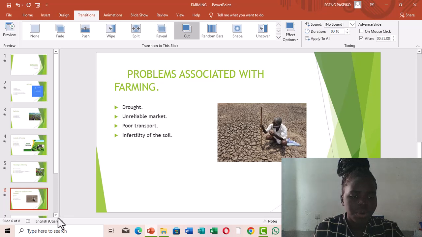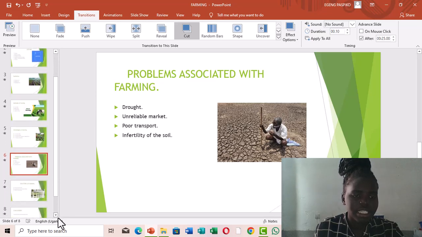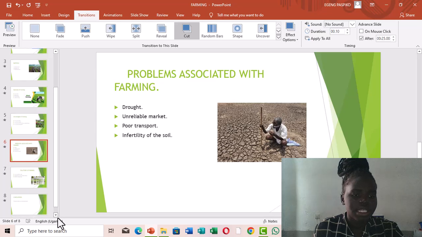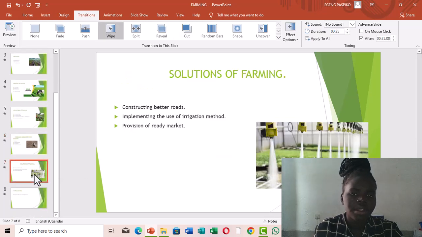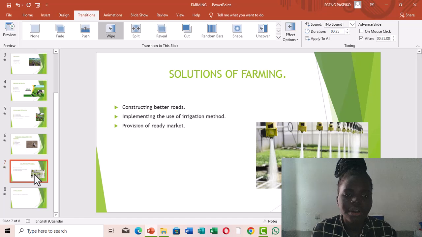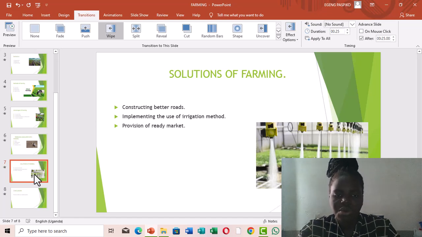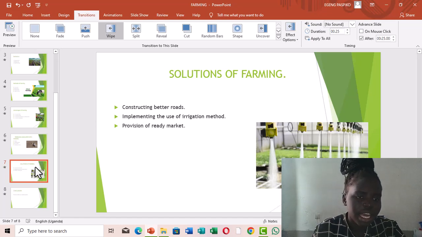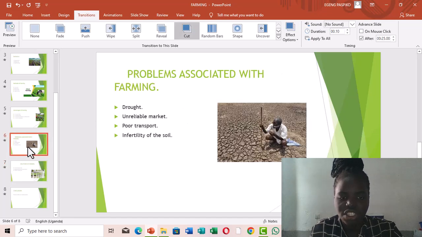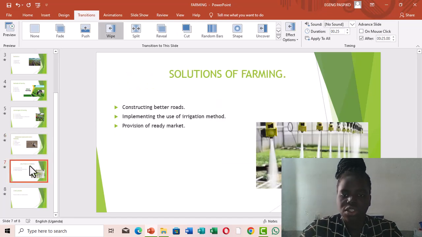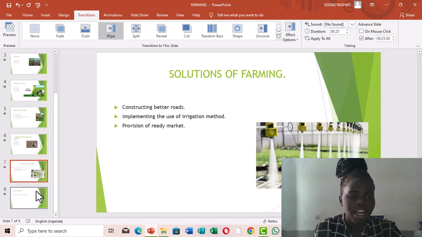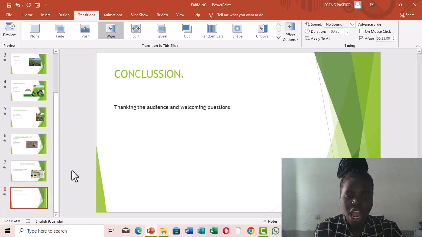And then when we keep coming down the slides, there are other slides where we see solutions to farming problems. Because we saw the problems the other time, and in the picture on the problems slide, it shows there is drought. So here in the solutions we see a photo of an irrigation method, at least a provision of water to overcome the drought we're seeing. And then we see a conclusion where you have to thank the audience for listening to you, since it is something you should always do.